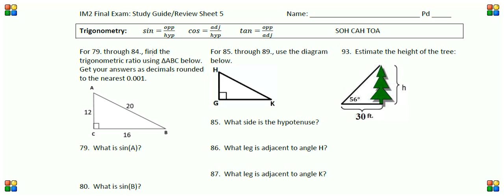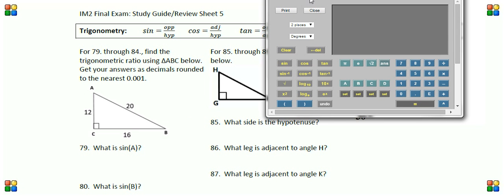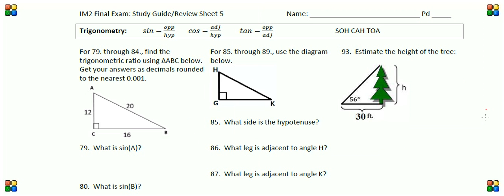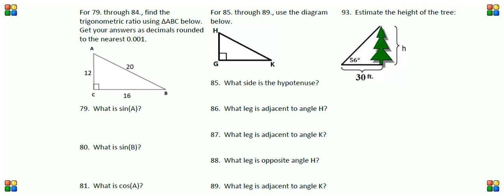The instructions are to find the trigonometric ratio using triangle ABC below. Get your answers as decimals rounded to the nearest 1,000th or the third decimal place. So we're going to have to make sure we set our calculators so that we are getting at least 3 decimal places. I'm going to actually check that right now. I'll go to 4 so I can determine whether the rounding is appropriate or not. So let's continue. Question number 79.